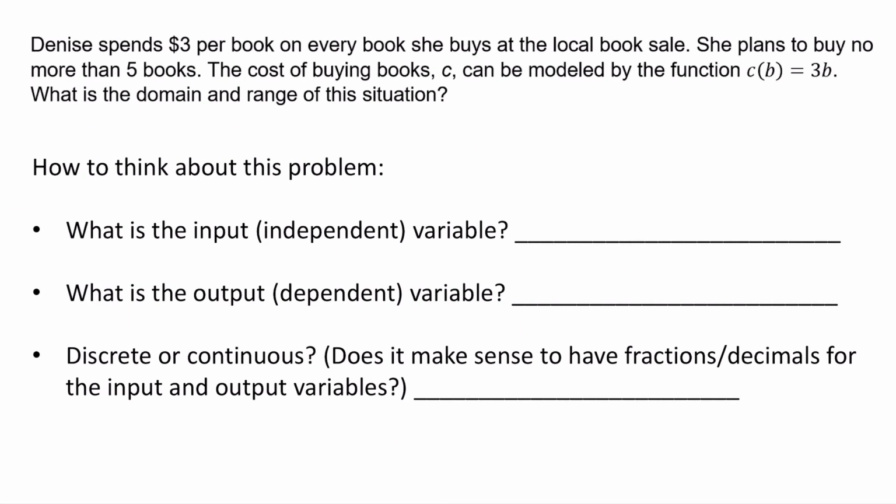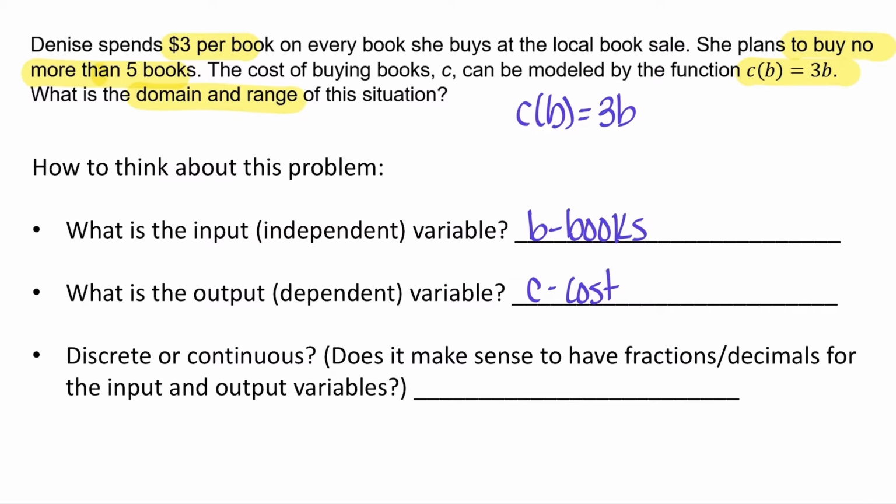In the next problem, it says Denise spends $3 per book on every book she buys at the local book sale. She plans to buy no more than 5 books. The cost of buying books C can be modeled by the function C of B equals 3B. What is the domain and range? So we have this function C of B equals 3B. The input, the independent variable, is B, which is the books. The output, which is the dependent variable, is the cost.